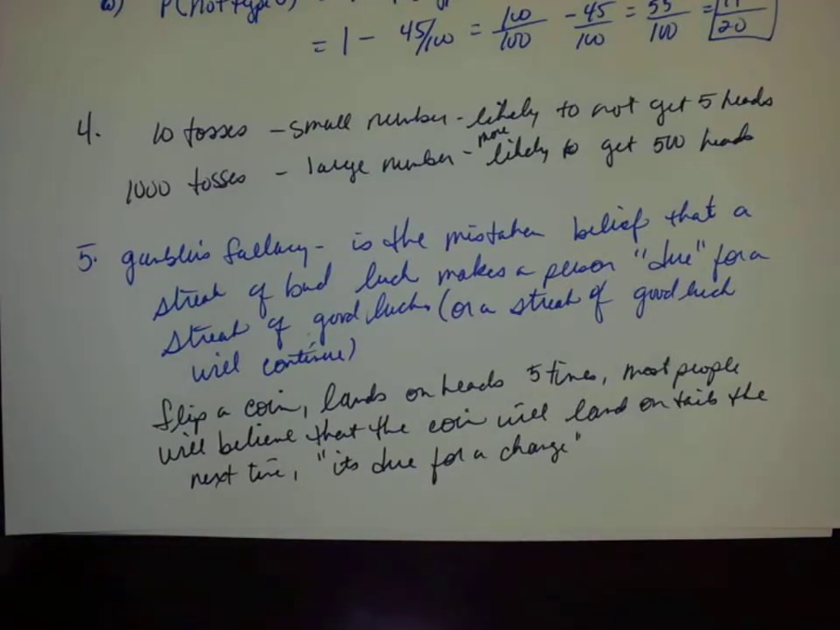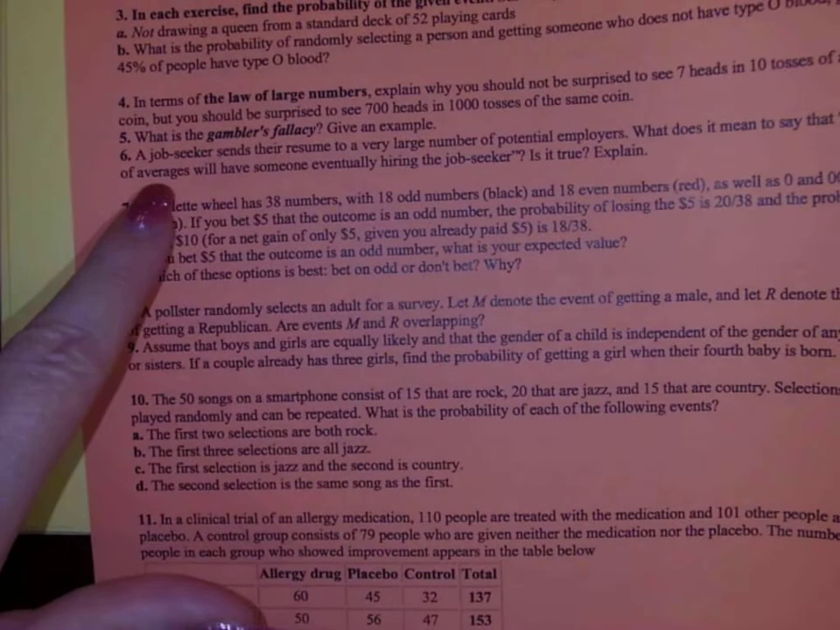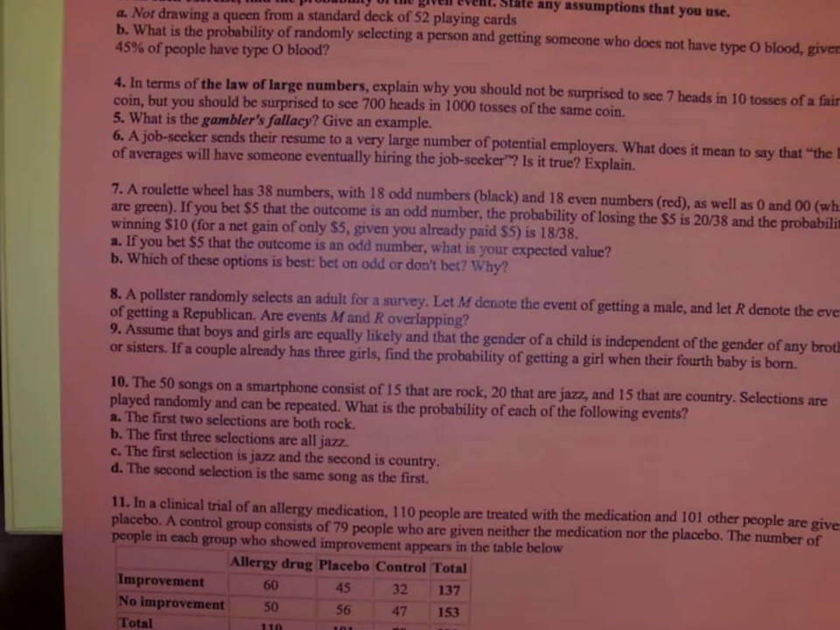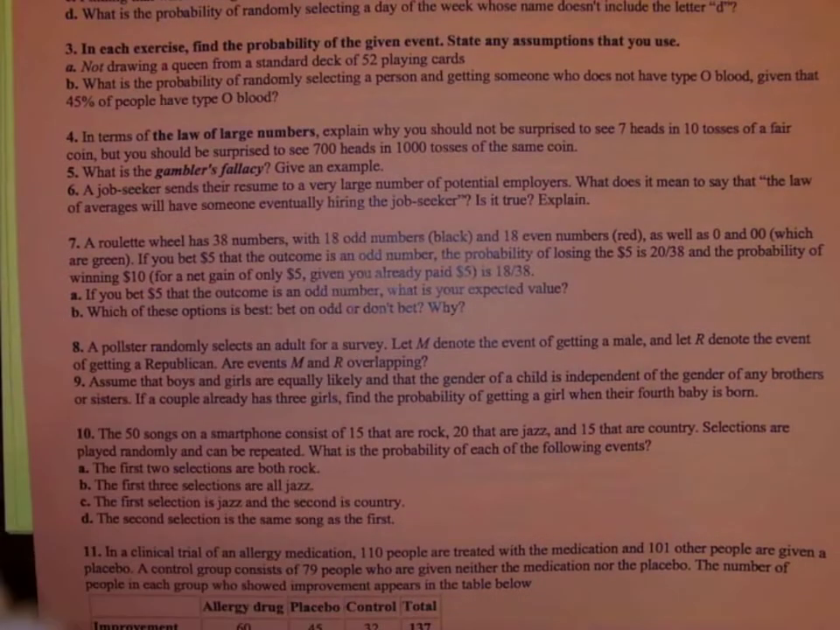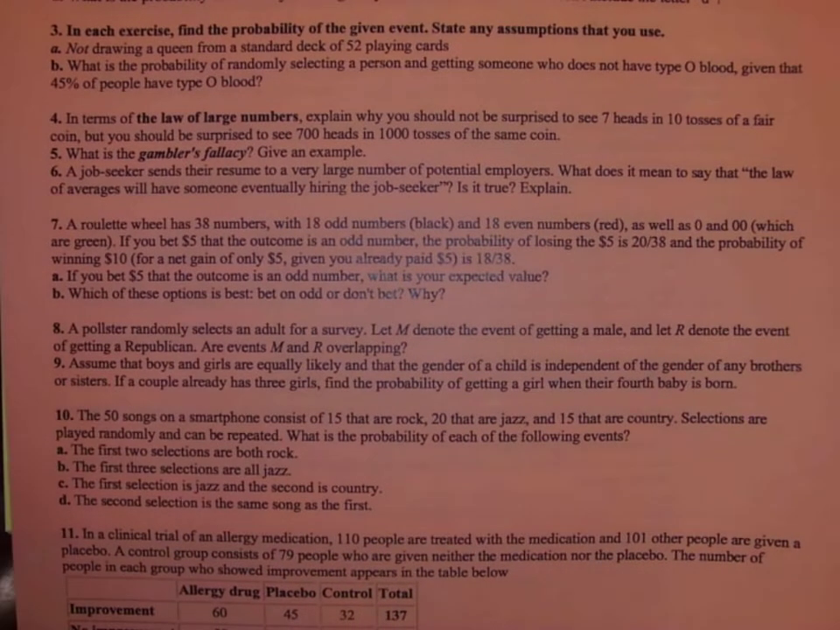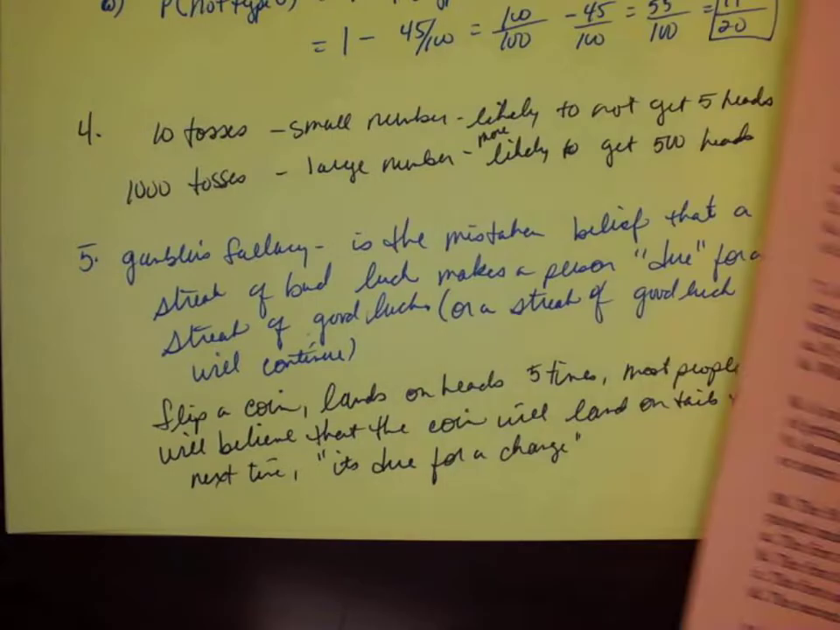All right, let's go look at number 6. A job seeker, that's somebody who's looking for a job, sends their resume to a very large number of potential employers. What does it mean to say that the law of averages will have someone eventually hiring the job seeker? Is it true? And explain.